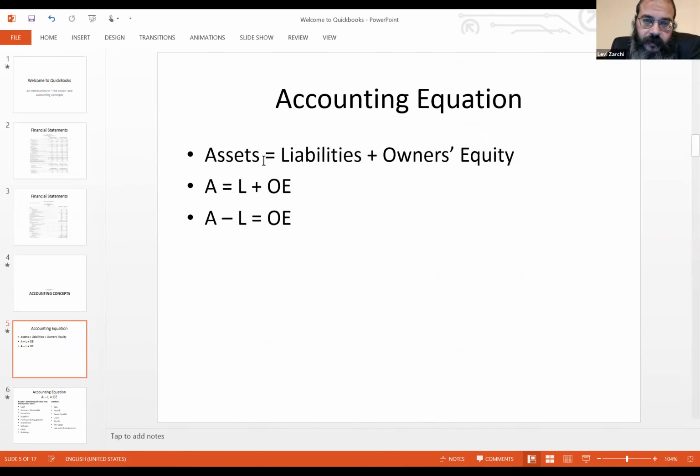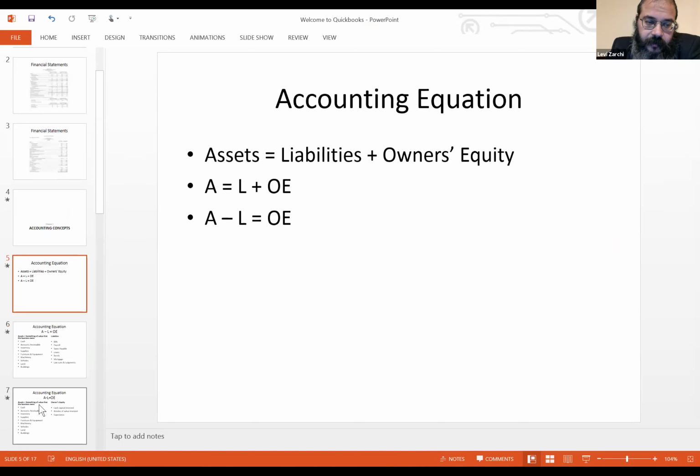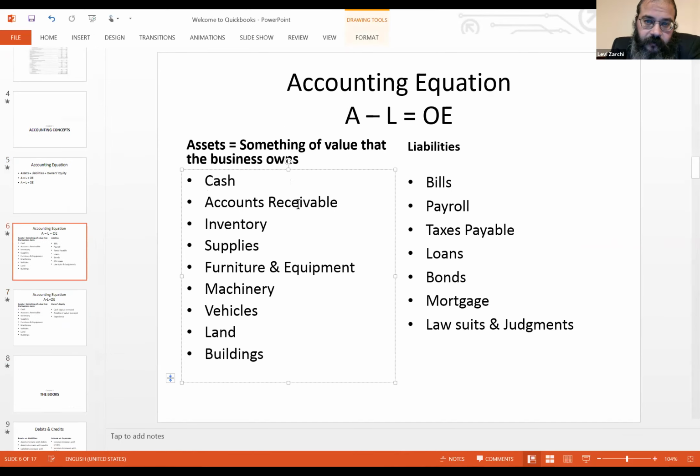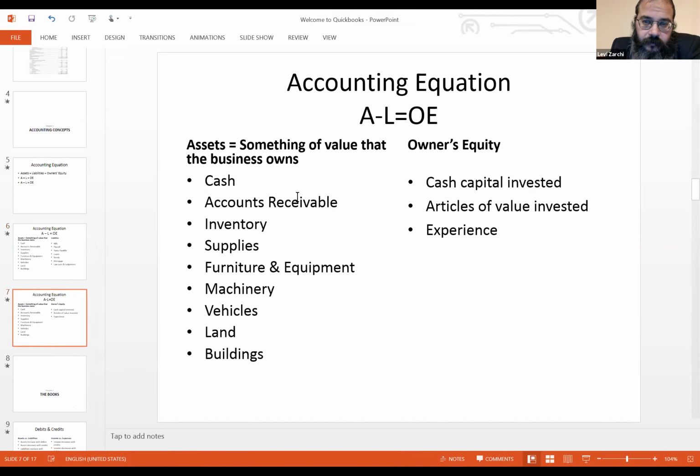So the accounting equation is there on the top of the next page, page 6. You want to know what's assets and what's equity. Yeah, I can send it out. Equity is cash, capital invested, and what should really be added to this is profits, or business profits.